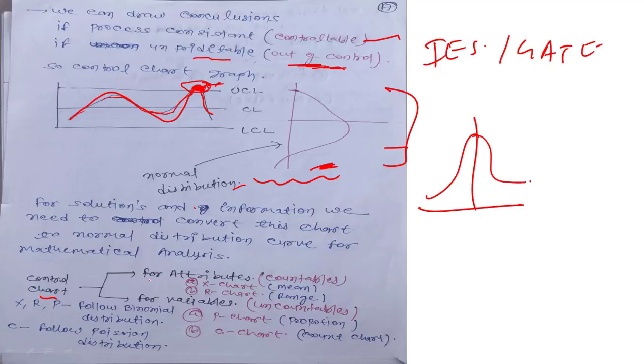We have four types. For attributes, meaning countable things, we use the p chart or c chart, and for variables, meaning measurable things, we use the X chart or R chart. Every chart is solved by binomial distribution mathematics, but only the c chart, the count chart, follows Poisson distribution. This is the one thing you need to understand in control charts. Methods like the X chart, R chart and p chart are solved by binomial distribution, but the c chart is solved with the help of Poisson distribution.